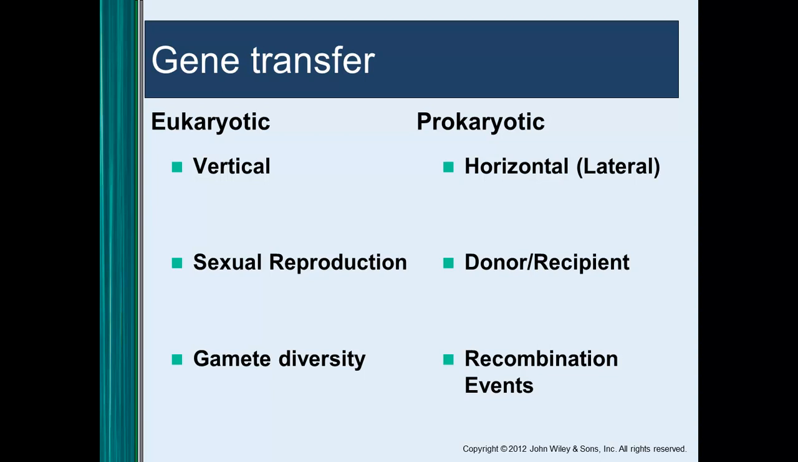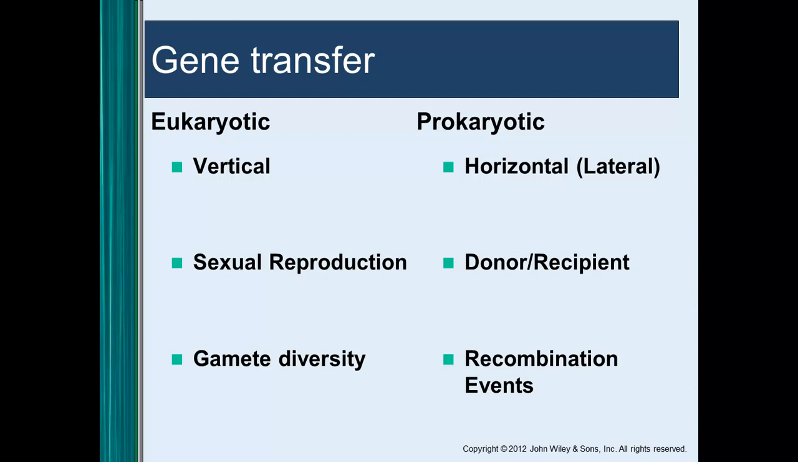However, in bacteria, which are prokaryotes, gene transfer is not an essential part of the life cycle. When it does take place, however, usually only some of the genes of the donor cell are transferred to the other cell, known as the recipient cell. And the combination of genes, or DNA, from two different cells is called recombination, and the resulting cell is referred to as a recombinant.